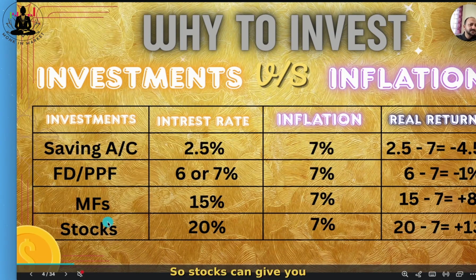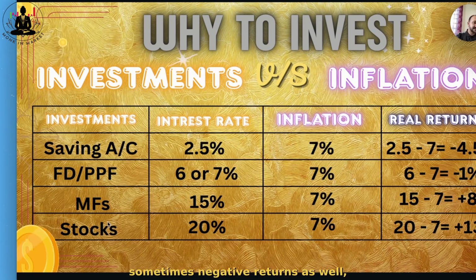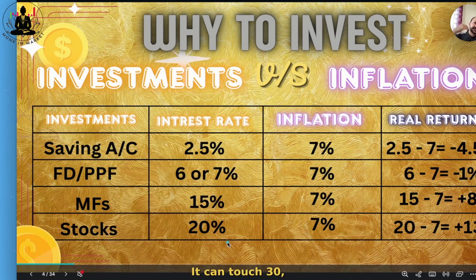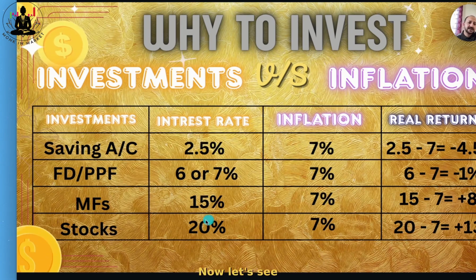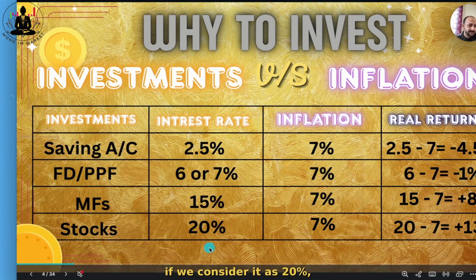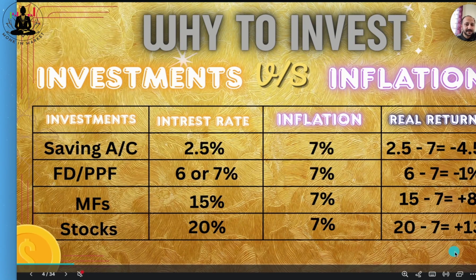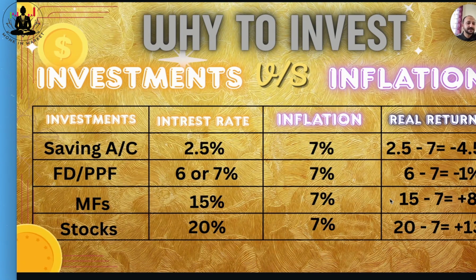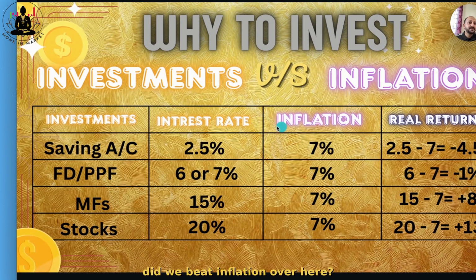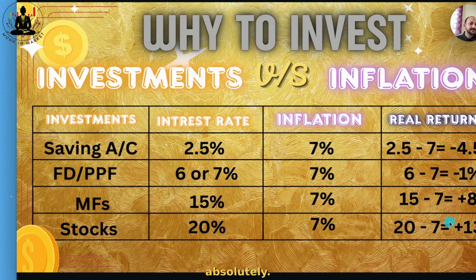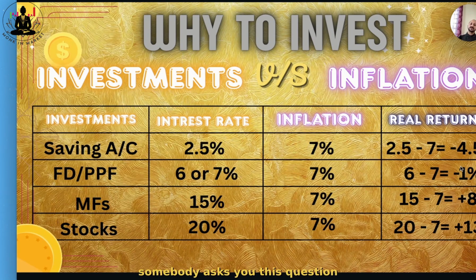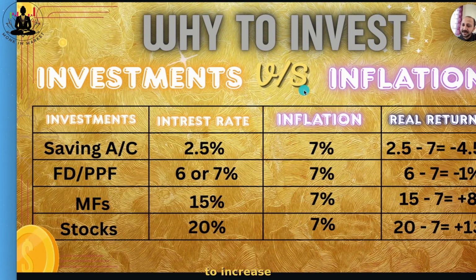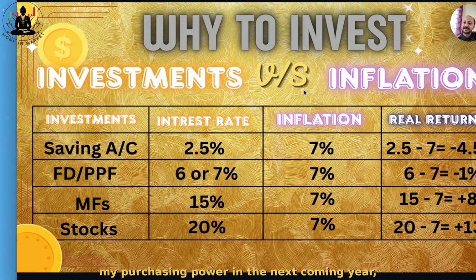Now let's see stocks. Stocks can give you negative returns sometimes, and positive sometimes. If they give you positive returns, we are taking on an average 20%. It can touch 30, 40, sometimes 100% as well, right? If we consider it as 20%, 20 minus 7 would be 13%. So see, it is at least positive, and over here your money would be growing in real terms, right? So if you ask, sir, did we beat inflation over here? Yes, absolutely. If somebody asks you why you are investing your money, the answer would be to beat this inflation, to increase my purchasing power in the coming years.